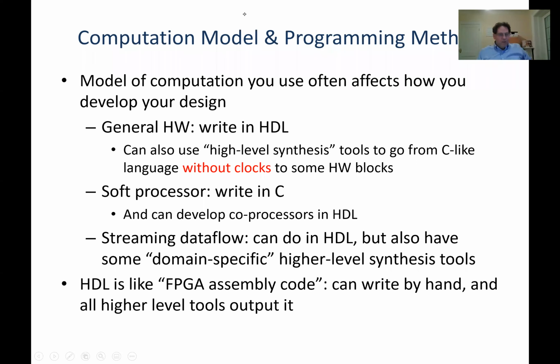So I guess I've told you some different tools here, and they're not all HDL, but HDL is like the FPGA assembly code. You can write it by hand, and unlike assembly code for processors, it is still commonly written by hand. I should go look up stats on this, but my belief, based on my experience, is that the majority of FPGA design is actually done in HDL.